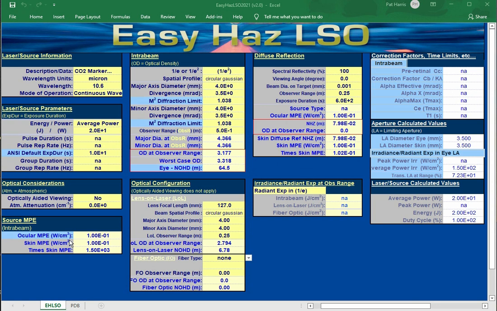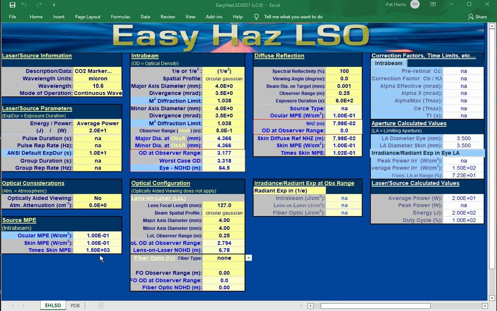Let's take a look at our ocular MPE, which is 100 milliwatts per square centimeter. The skin MPE is the same. As we've previously discussed, this is about water absorption. Your cornea and your skin start absorbing right at the surface because of water. So the skin MPE is going to be the same as the ocular MPE, 100 milliwatts per square centimeter. Wow, that's 1,500 times. The irradiance of the laser is 1,500 times what the skin MPE is.